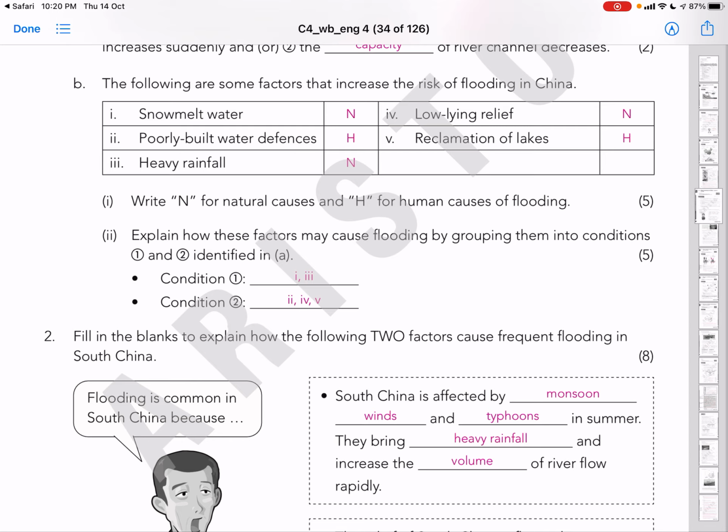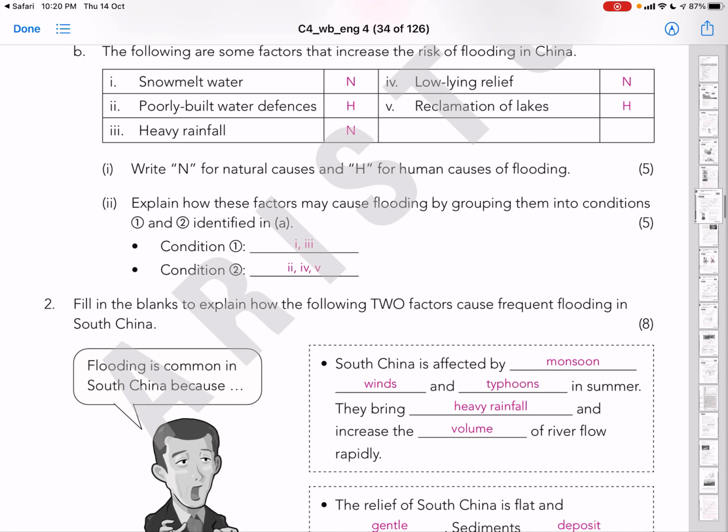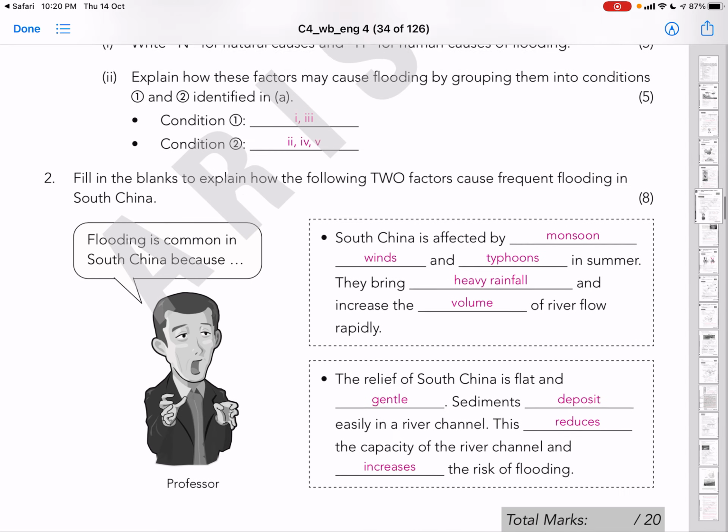And then we are talking about some rivers that are even higher than the cities. It is quite common in the lower coast area of China, the Huanghe and also the Changjiang. So it is going to happen for the flooding.